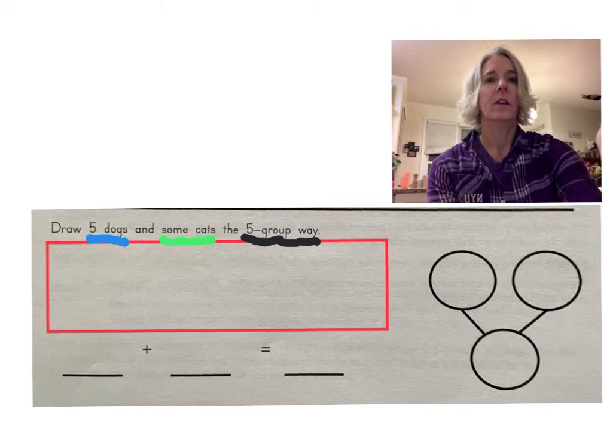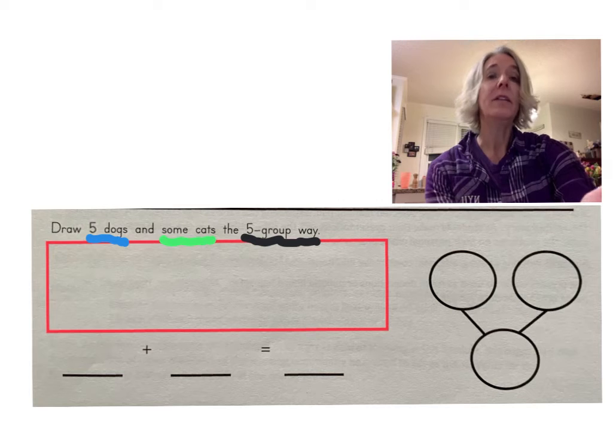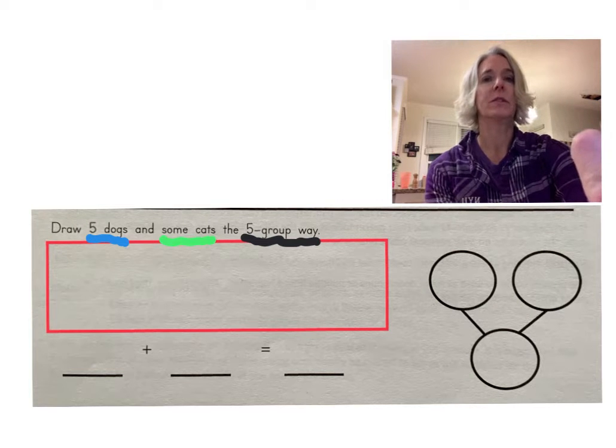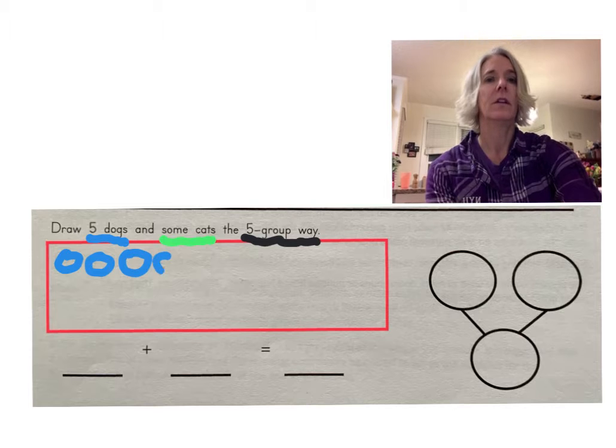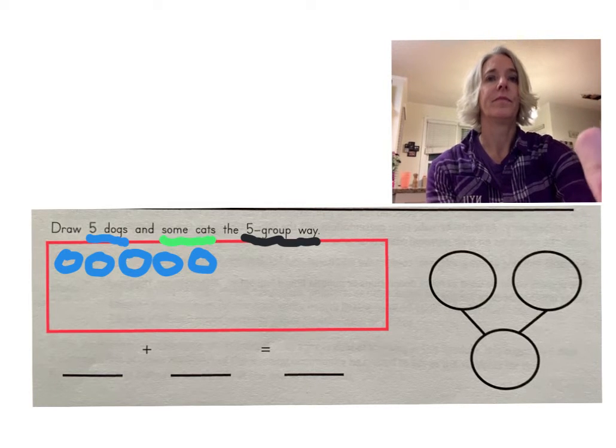Okay. Draw 5 dogs. My dogs are going to be blue circles. 1, 2, 3, 4, 5. The 5 group way. This is our group of 5. All in a line, all in a group.